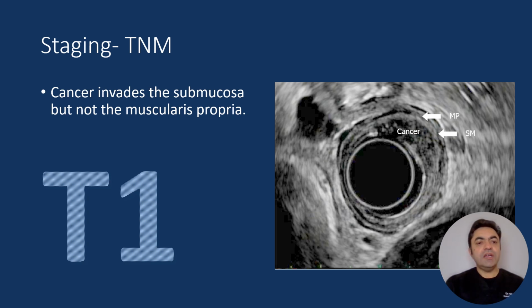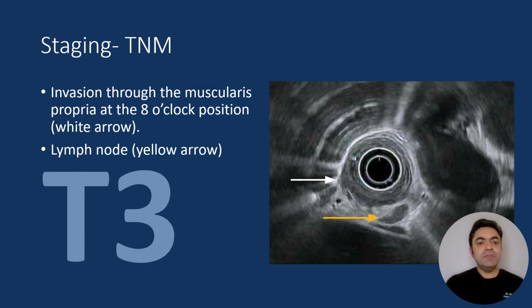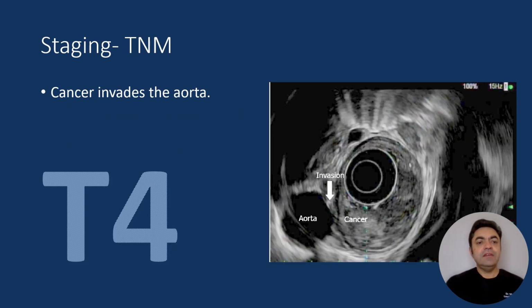So in this image, the cancer invades the submucosa, but not the muscularis propria, which is T1 disease. In this next image, the invasion is into, but not through the muscularis propria, which suggests T2 disease. In this third image, the invasion is through the muscularis propria at 8 o'clock position, where the white arrow is, which suggests T3 disease. And in this last image, there is invasion of the aorta, which suggests T4 disease.